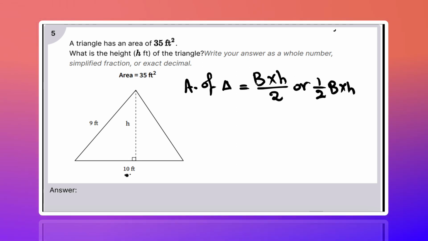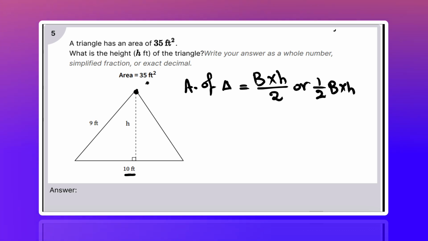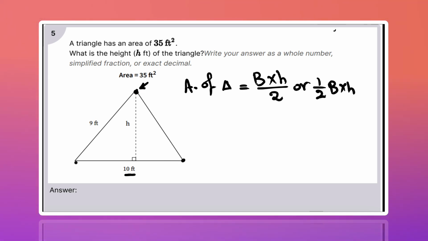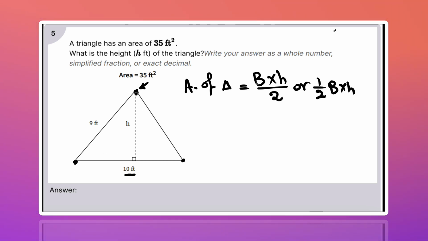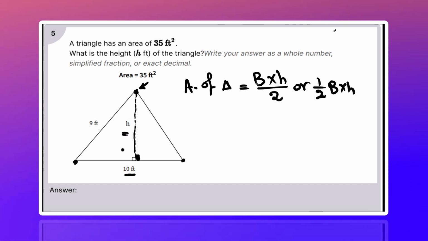The base here is equal to 10 and the height is the perpendicular distance from the vertex. This is a vertex of the triangle by the way, and this is also a vertex, and this is also called a vertex. The perpendicular distance from the vertex to the opposite side is called the height. And this is the base of this height, because this base corresponds to this height. Okay, so let's apply the rule.